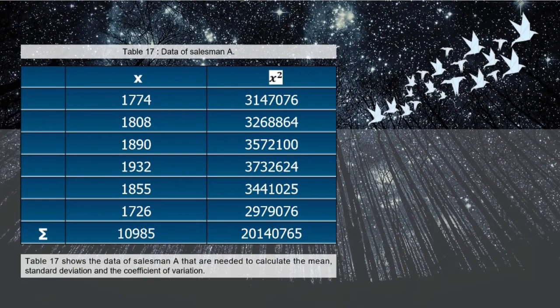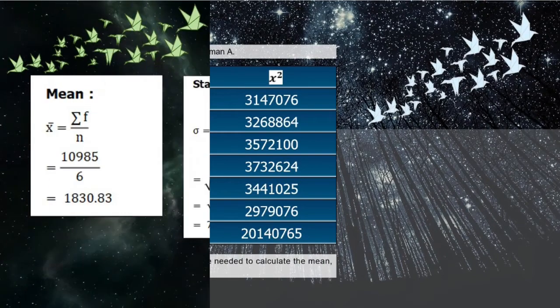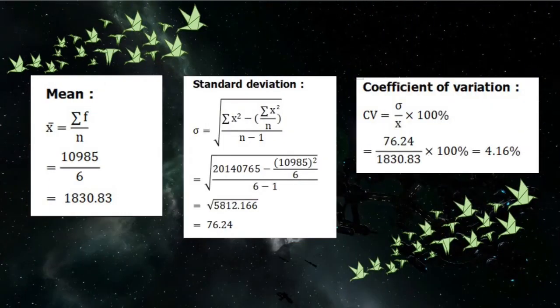Hi and Assalamualaikum. As salesman A, I will talk about the mean, standard deviation and coefficient of variation of A. Firstly, the total of frequency we get is 10,985. Next, for the sum of the squares of frequency we get 20,140,765. So moving on to our mean.